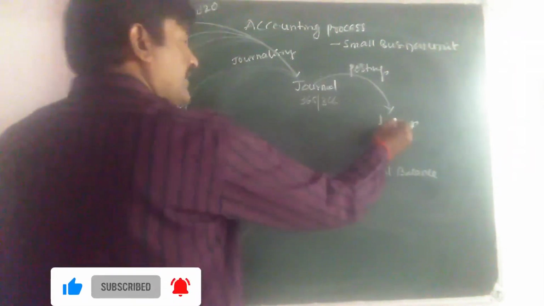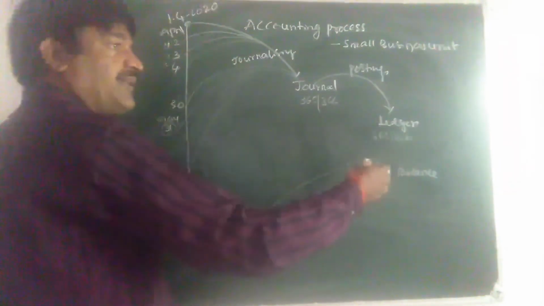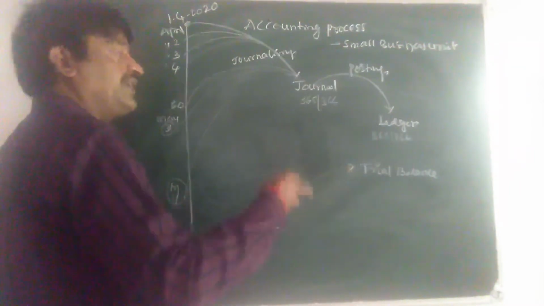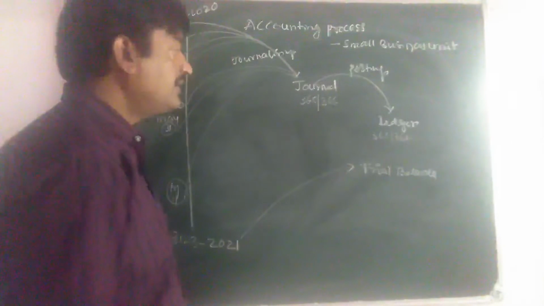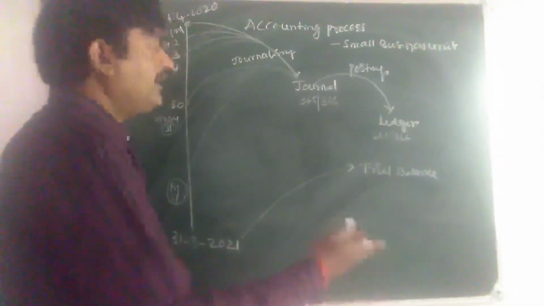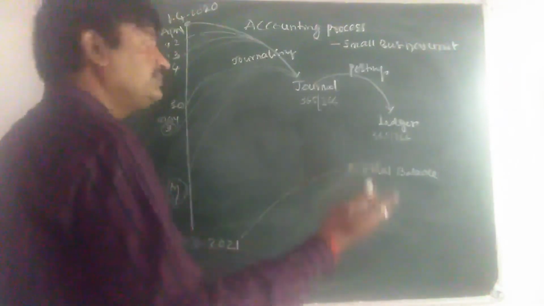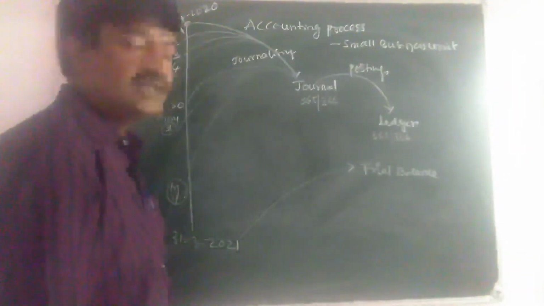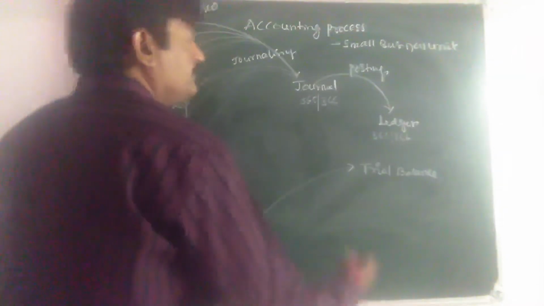I already said, in the ledger every month we are finding the balance. The balance of the first month is shifted to the next month. The next month's answer is shifted to the third month. Like this, we are shifting the respective balances of the respective months to the next month.